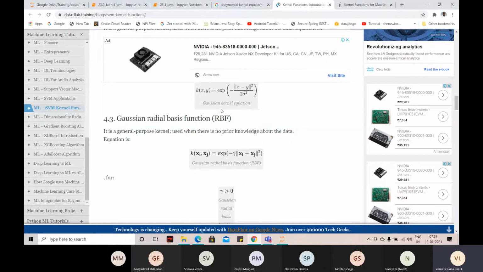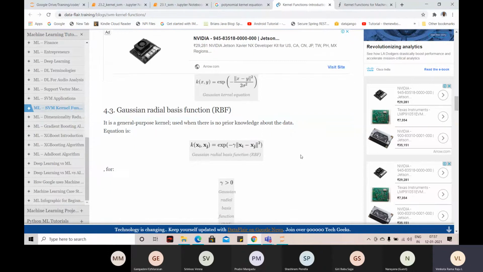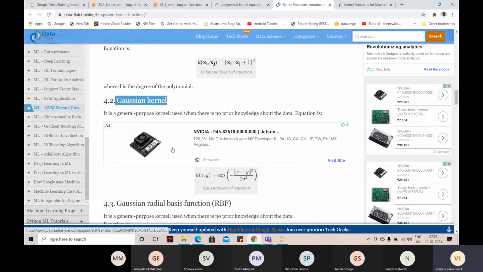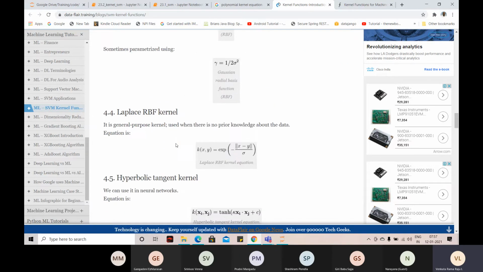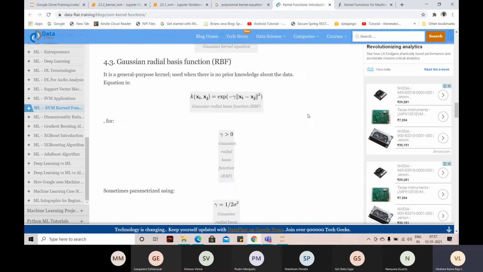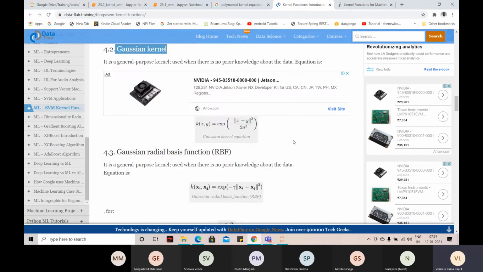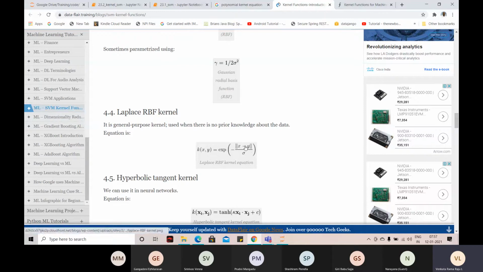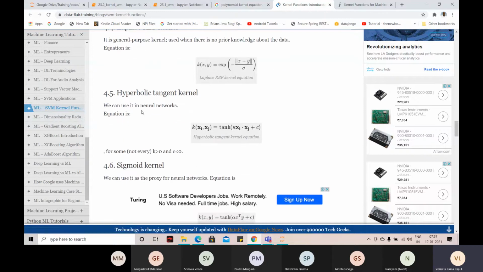Both are the same actually. Why is this confusing? It is just that 1 by 2 sigma square is defined as gamma. That's it. Laplace is a different variant. Not a big deal. The square is not there, so that is the Laplace RBF kernel.